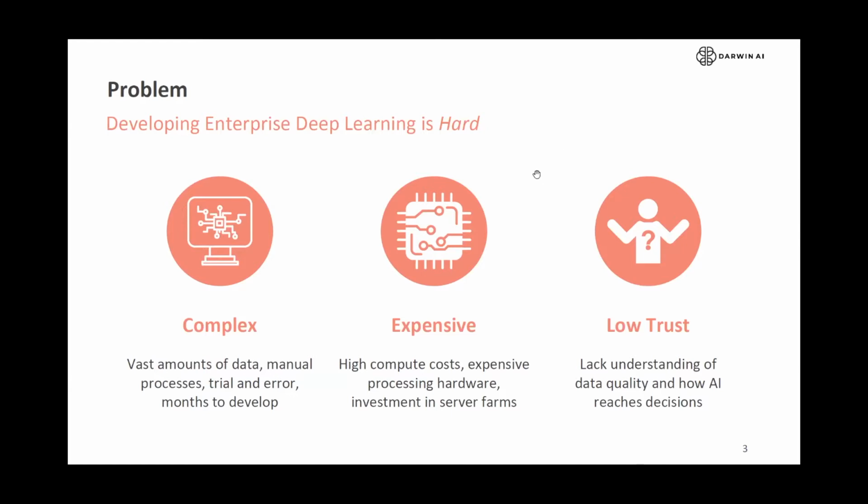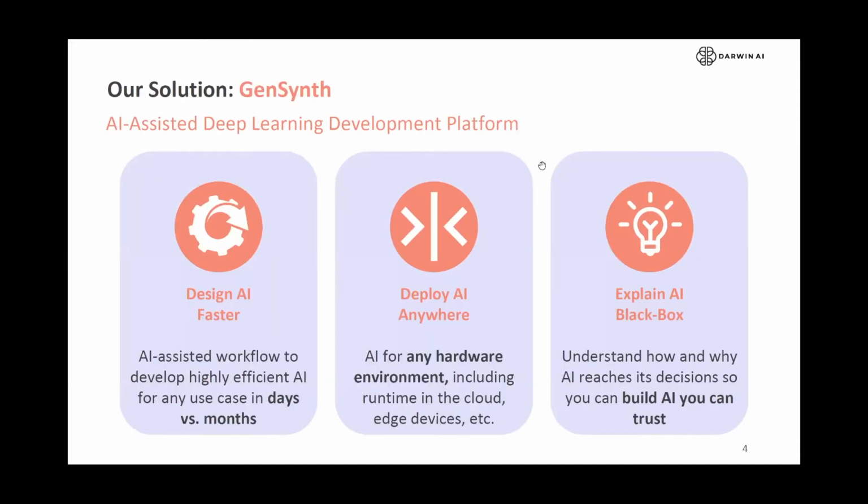One of our goals has been to tackle all three of these problems to greatly accelerate deep learning development, and that's the solution we've built. It's called Gensynth, short for General Synthesis, and it's an AI-assisted deep learning development platform catered for tackling all three of those problems. One is to accelerate design: we want to design AI faster through an AI-assisted workflow that allows you to develop highly efficient AI for any use case, based on your performance and operational targets, in days versus months. The other is that it's able to generate ready-to-use efficient AI that meets your operational targets so that it can be deployed in any hardware environment, be it cloud, edge, and so on.